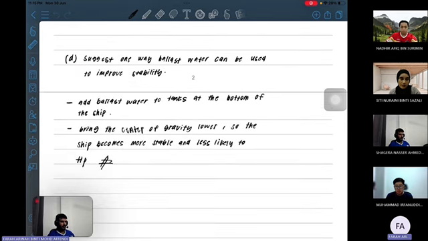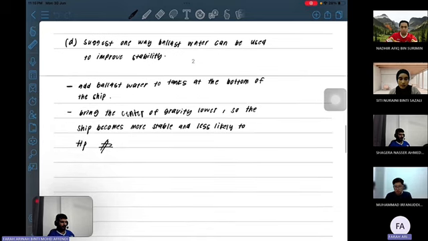And the last question is, suggest one way ballast water can be used to improve stability. We need to add ballast water to tanks at the bottom of the ship and bring the center of gravity lower, so the ship becomes more stable and less likely to tip.